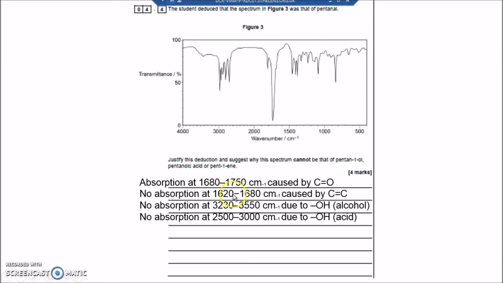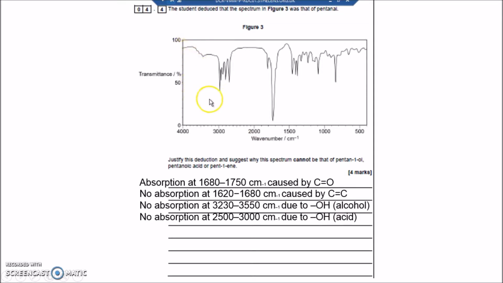And there's no absorption at 1620 to 1680. There's nothing there. 1620, so we'll be about here. There's nothing here that would be caused by a carbon to carbon double bond, so it's not pent-1-ene. No absorption 3230 to 3350, which would be the OH in an alcohol, so it's not pentan-1-ol.